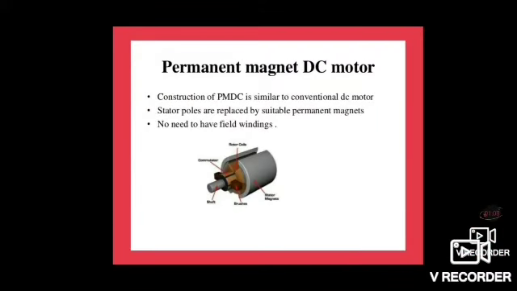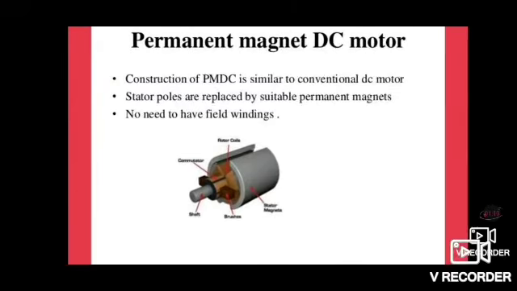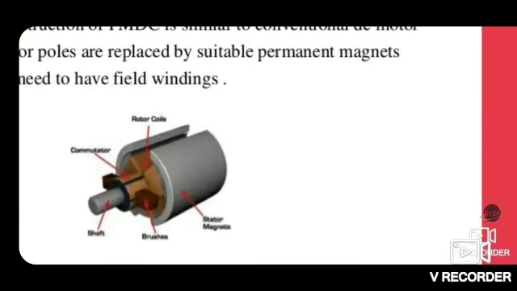Then we will see about the permanent magnet DC motor. The construction of PMDC motor is similar to the conventional DC motor. The stator poles are replaced by suitable permanent magnets, so there is no need to have field windings. It is called a permanent magnet DC motor. See the construction of the permanent magnet DC motor. See, it has brushes.